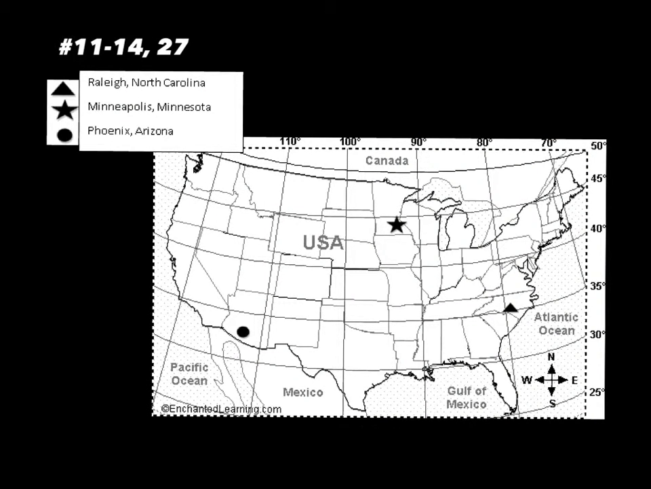Alright, looking at this map of the United States of America, we have our legend over there, a triangle for Raleigh, North Carolina, the star for Minneapolis, Minnesota, and the circle for Phoenix, Arizona. So looking at this map, this goes back to our locations on how it affects our weather and our temperatures. So looking at this map, which of these cities would be located close to a large body of water? So that's what you want to look at. So it's Raleigh, Minneapolis, and Phoenix.